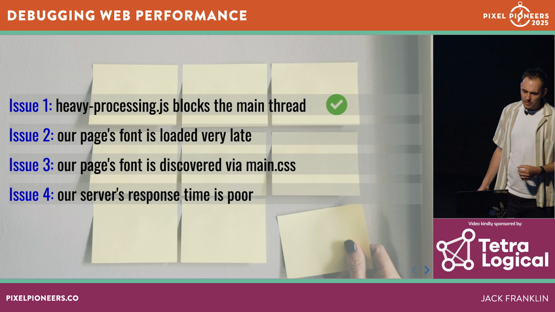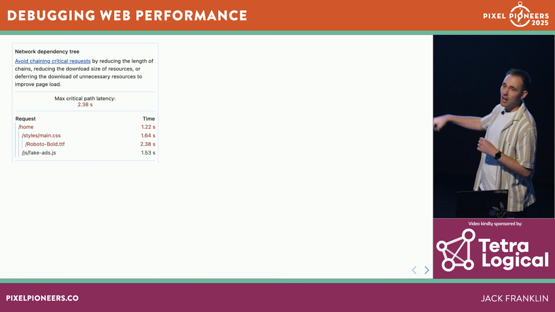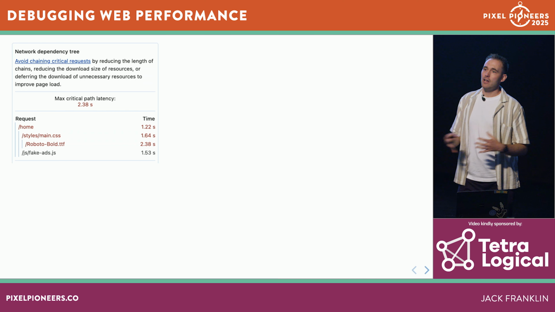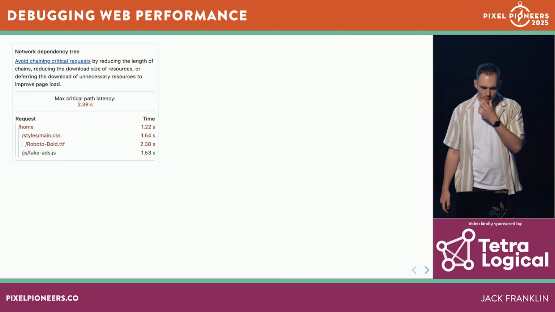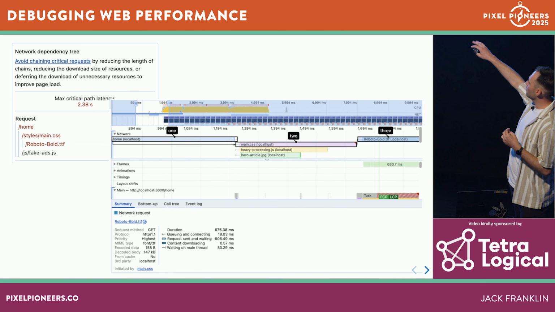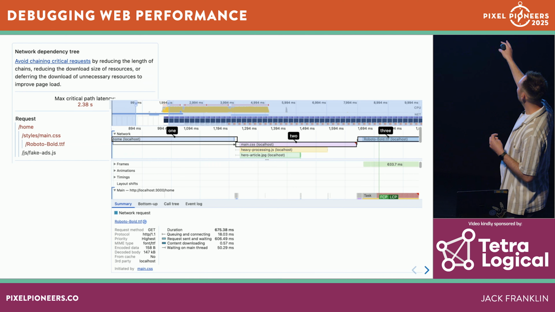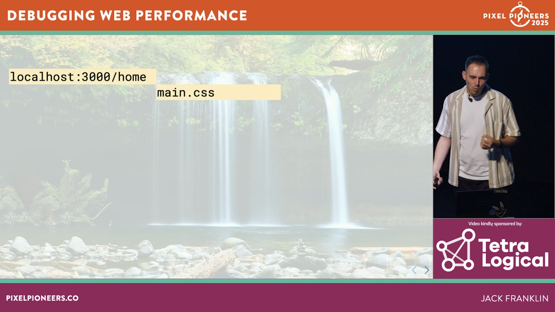Looking at the page's font and how it's loaded very late on, we saw here that the font is loaded via our CSS file. Ideally, we'd like the browser to know about the font as soon as possible so it can load it very quickly. So we can look at this chain here. We load in the localhost, that's the index page. Then we load the CSS, then we load the font. And really, this ends up being a bit like a waterfall effect.